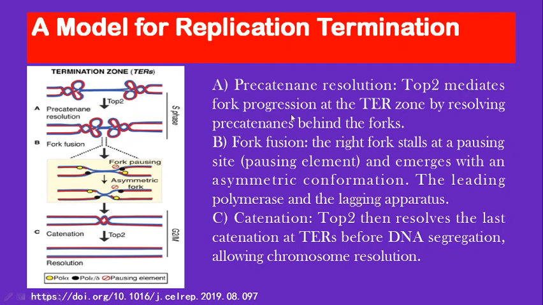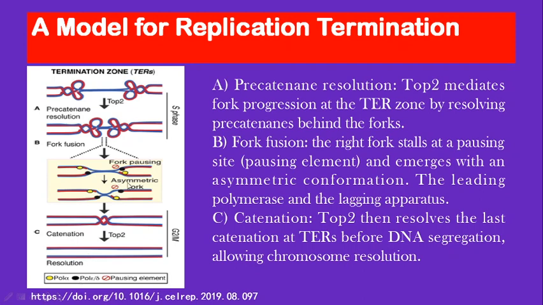Topoisomerase 2 will mediate the fork progression at the TER zone by resolving the pre-catenanes behind the forks. Okay. See, RRM3 DNA helicase will help in the progression of this replication fork to the pausing element. There are three elements. The pausing element, which is yellow. Okay, this pausing element is there. This pausing element is nothing but the polymerase alpha.